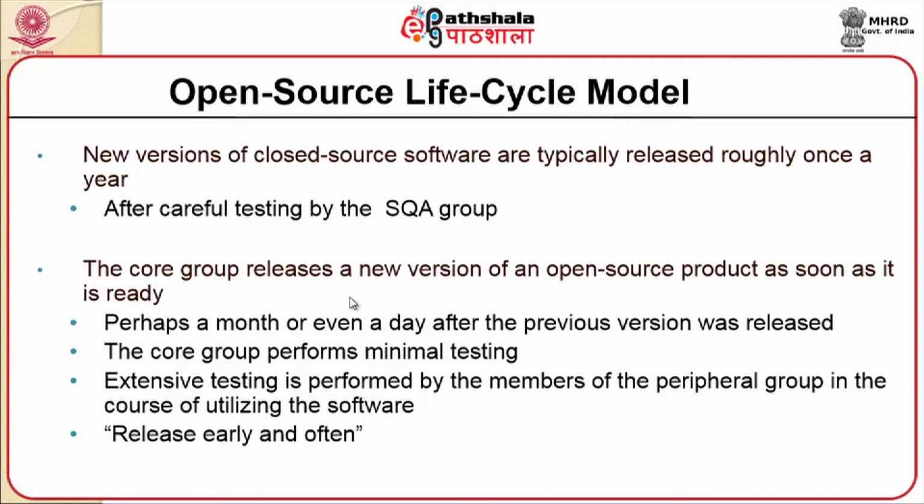Talking more about the open source lifecycle model, new versions of closed source software are typically released roughly once a year. With closed source lifecycle models, a version is released once a year after careful testing by a software quality assurance group. This was mentioned starting from the waterfall lifecycle model. The core group releases a new version of an open source product as soon as it is ready, perhaps a month or even a day after the previous version was released. The core group performs minimal testing. Extensive testing is performed by the members of the peripheral group in the course of utilizing the software. So it releases early and quite often.